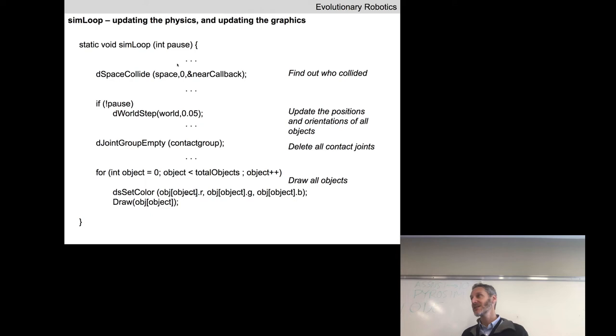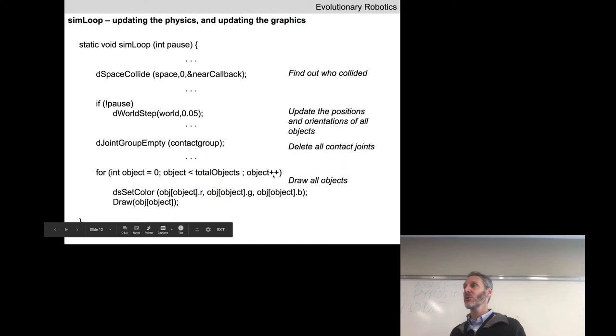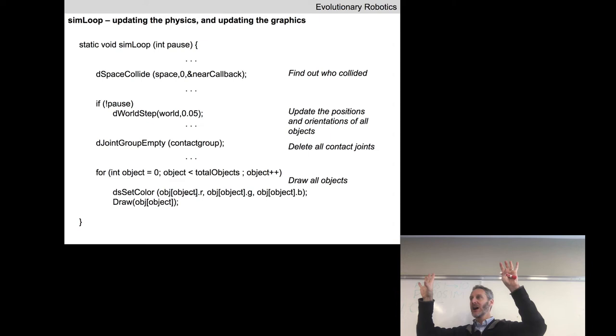Okay. Then, if you have the graphics turned on, and you'll find out soon in PyroSim that you can turn the graphics on and off, it will draw all of the objects for you. So when you have the graphics turned on, there are basically two main events going on, right? Updating of the physics and refreshing of the graphics. Physics, graphics. If you turn off the graphics, the physics is still going, you just don't see it. All good?